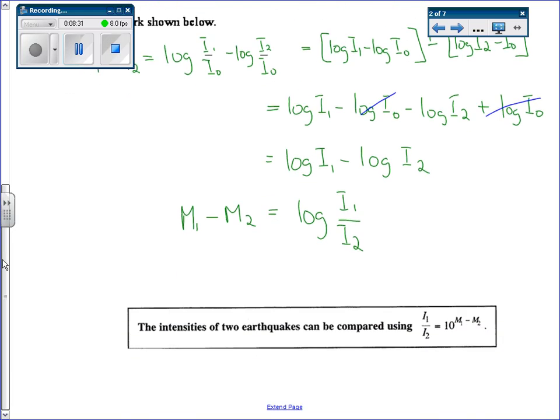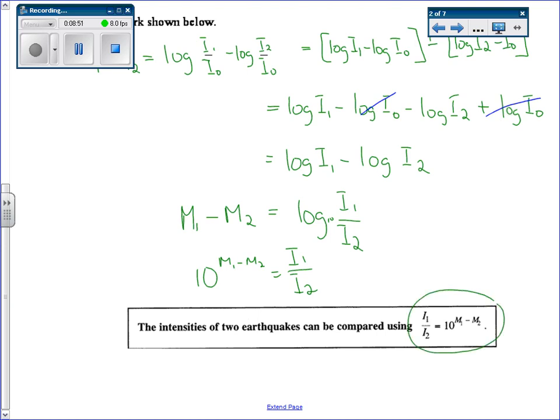What we want to do now is convert this to exponential form, because that is what we actually want to find here. If we convert this to exponential form, remember this is log base 10, so we're going to have 10 to the power of M1 minus M2 is equal to the intensity of 1 compared to the intensity of 2. And that's the formula that we're using here.